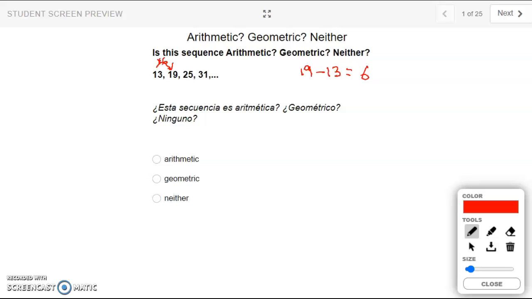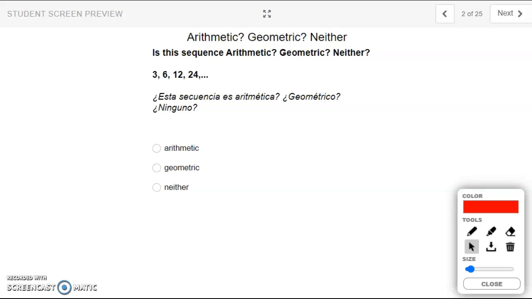That means from 13 to 19, you added 6. Okay, is that the same for the next one? If I add 6 to 19, am I going to get 25? Yeah. And is that still the same? Yes. So since the pattern is adding 6 to each number, this is arithmetic.